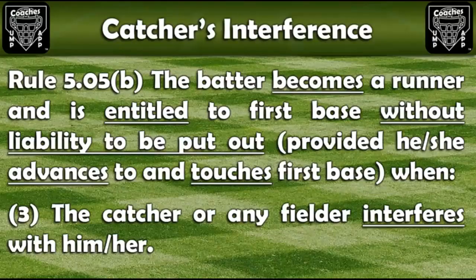To make sense of this play, we need to break it down by anything that could have happened. Let's start with catcher's interference. The batter becomes a runner and is entitled to first base without liability to be put out, provided he or she advances to and touches first base when the catcher or any fielder interferes with him or her.